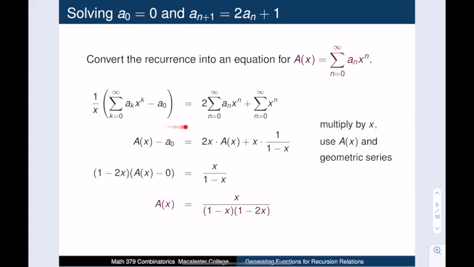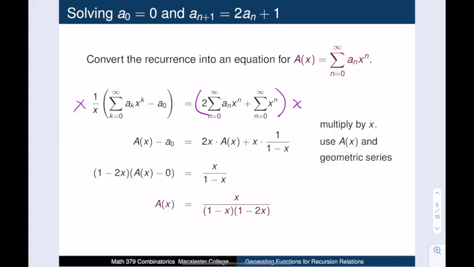Here's the formula from the bottom of the last slide, and now I want to start simplifying in any way I can. And the first thing that I'm going to do is multiply both sides by x. So I'll multiply by an x here, I'll multiply by an x over here, and when I do that, what's left on the left-hand side is just A(x) minus a0, because this infinite sum is just the ordinary generating function A(x).